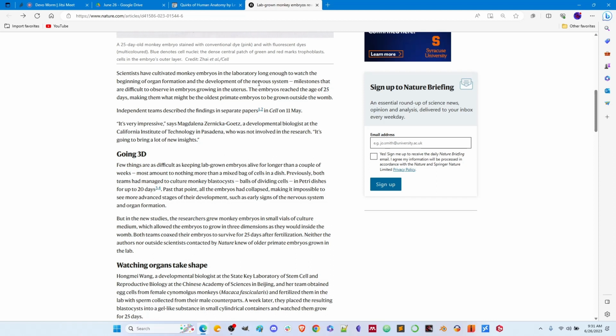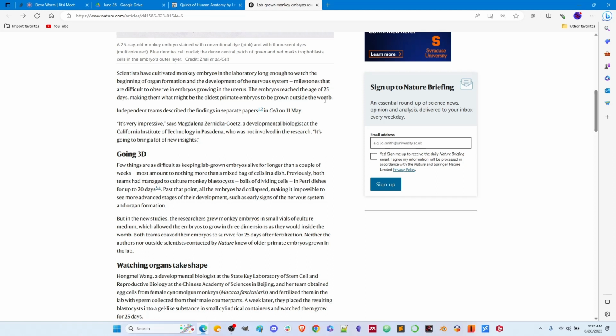So they're taking these embryoids and growing them up to this point where they can observe the beginning of organ formation and then the development of a nervous system. The embryos reach the age of 25 days, making them what might be the oldest primate embryos to be grown outside the womb. So this again is where they're actually growing primate embryos.